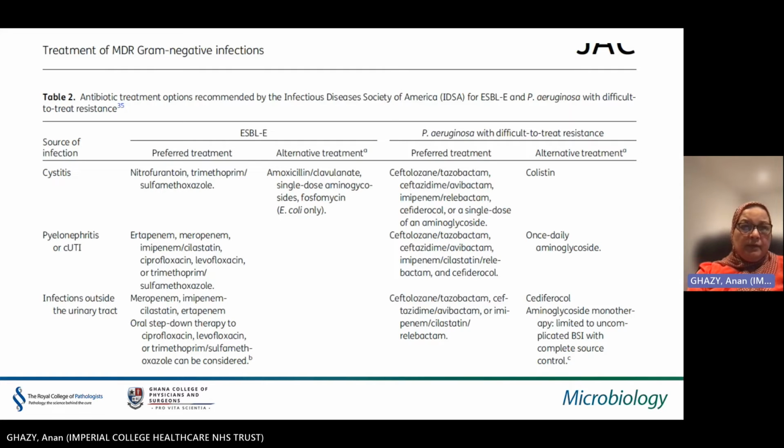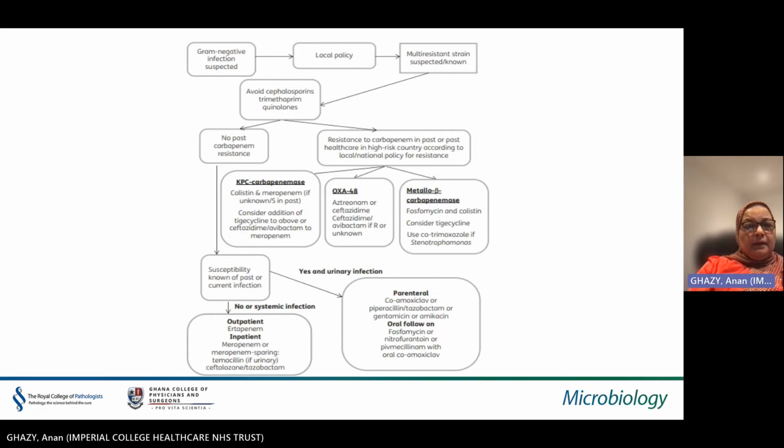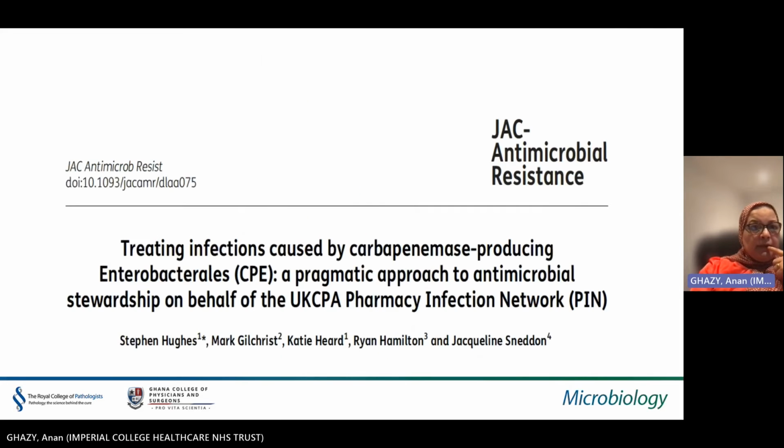again shows us how to treat the ESBL Enterobacteriaceae and the Pseudomonas with difficult-to-treat resistance, and this shows the different sources of infection, if it is cystitis, pyelonephritis, or infection outside the urinary tract. What is the best treatment? And these guidelines are published by the IDSA. Another graph shows how to treat and how we create our local policy for treating multi-resistant organisms, including metallo-beta-lactamases, class B, which is the hardest to treat, etc.